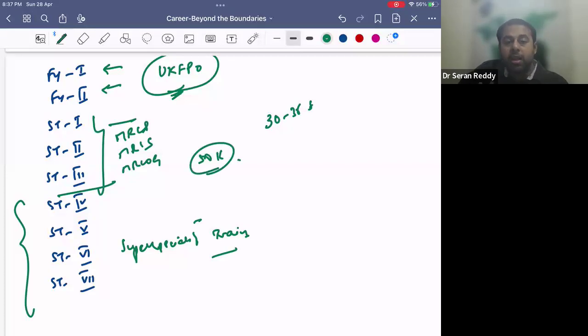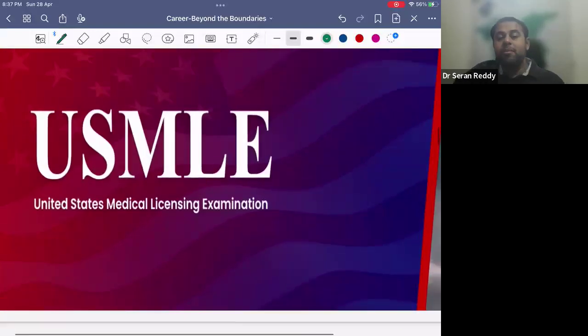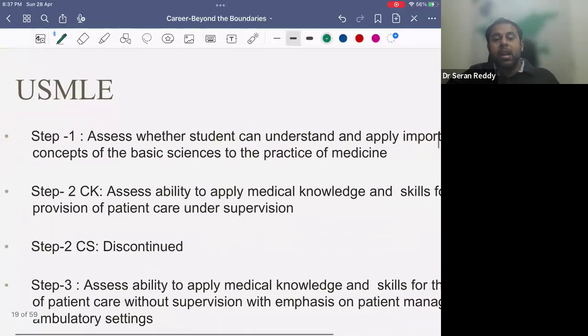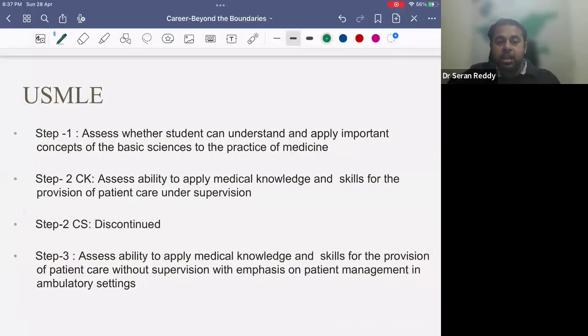Okay, this is about the UK pathway in brief. Then USMLE, the most popular, United States Medical Licensing Examination. Earlier the exam had Step 1, Step 2 CK, CS, and Step 3. Now from 2020, Step 2 CS has been discontinued. Step 1 is basically the basic sciences. Step 2 is the clinical sciences, that is medicine, surgery, gynecology. And Step 3 usually you do during residency.